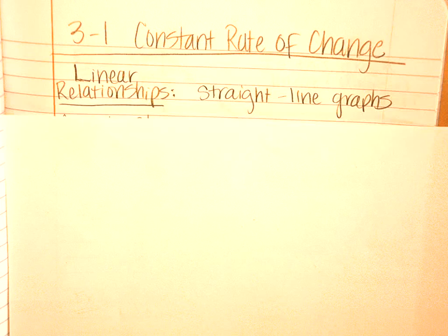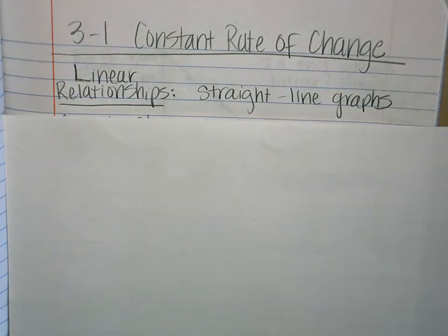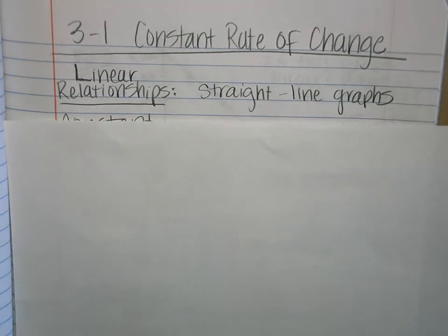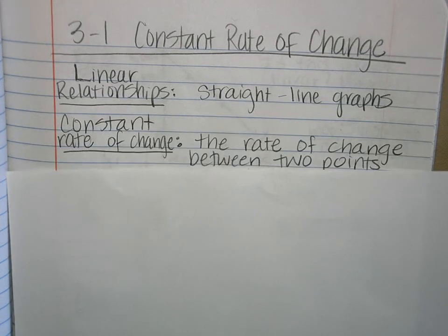So we have a constant, linear, straight line. Think straight line is going to be constant. A straight line means it's changing the same each time, right? It's going up at the same rate or maybe going down at the same rate. So that's our linear. And then we have this constant rate of change.